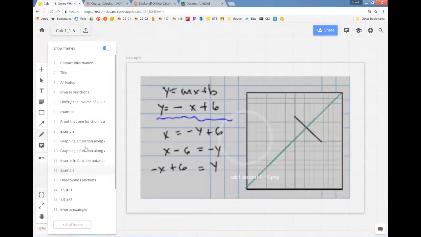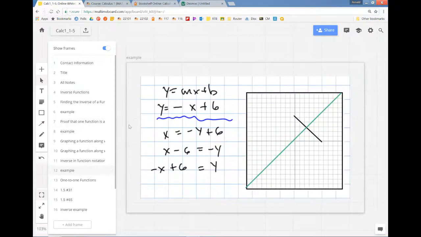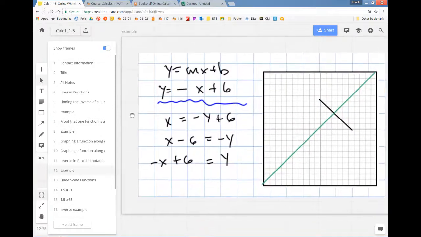Here's kind of an interesting example. Let's find the inverse of y equals negative x plus 6. So we would first swap the variables, plug in an x for y and a y in place of x, and solve for the new y. So we would subtract 6 from both sides, and then we would divide both sides by -1. And it turns out this crazy thing is its own inverse.